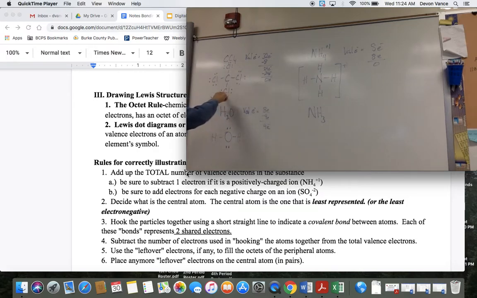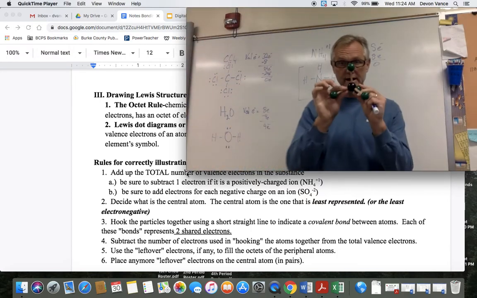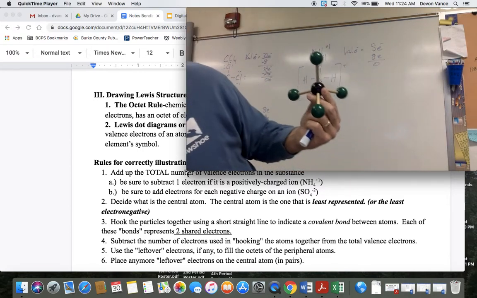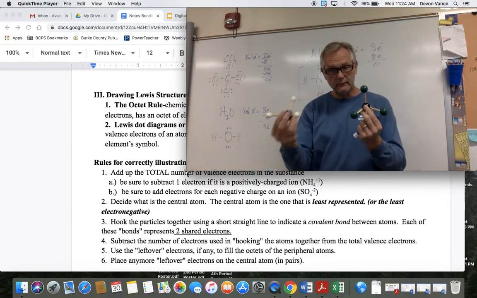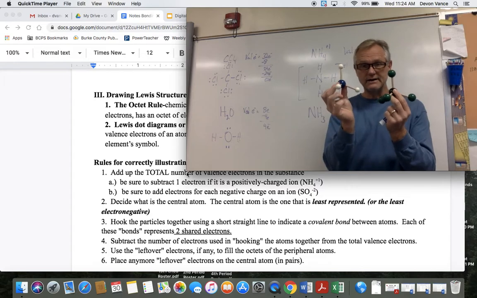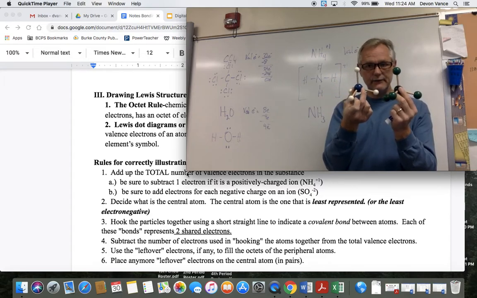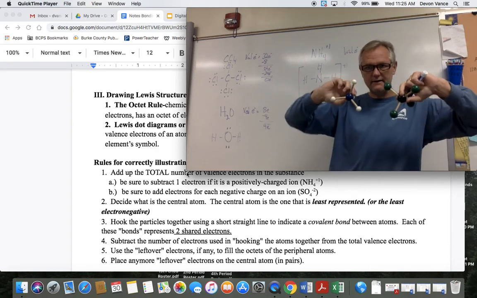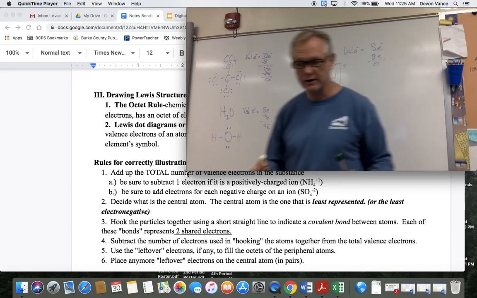Does that look very similar to this? Absolutely. So if I was to look at the structure of this, it would be very similar. This is my carbon tetrachloride. This is my NH4 positive ion. You can see a little bit different because the hydrogens are a little small, but do they not look exactly the same? Both of them are tetrahedrals.